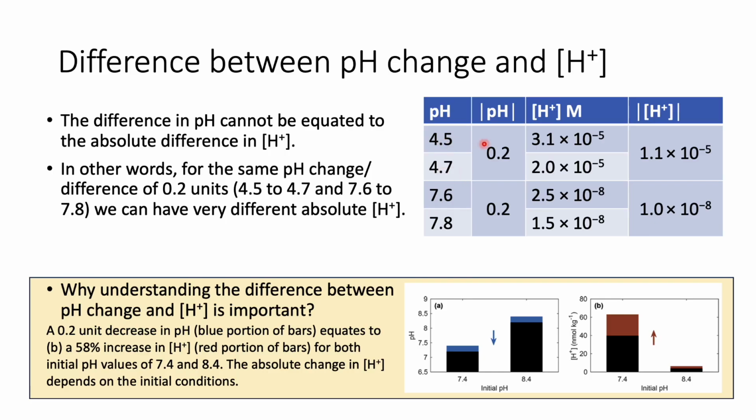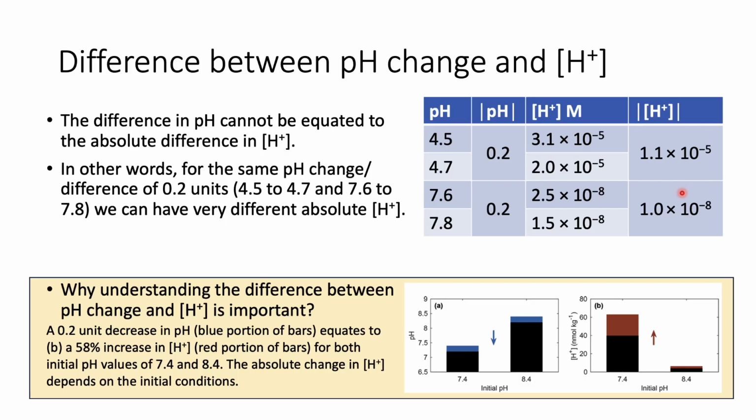But if we go to a little more acidic pH, say for example 4.7 to 4.5, the difference between these two pH is still 0.2 only. So the difference in pH remains the same, but when we talk about the hydrogen ion concentration, there is a drastic change. At 4.7, the hydrogen ion concentration is 2.0 into 10 to the power minus 5, and at 4.5, it is 3.1 into 10 to the power minus 5. So the difference between these two is 1.1 into 10 to the power minus 5. If you look at these two numbers, you obviously know that there is a 1000 times difference in the hydrogen ion concentration. So this is the major difference.